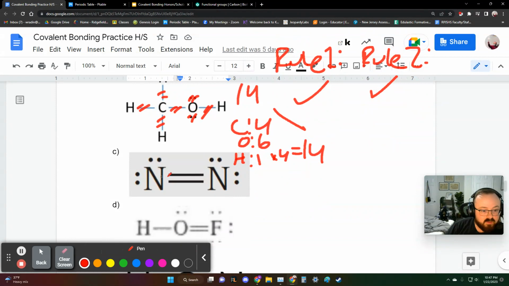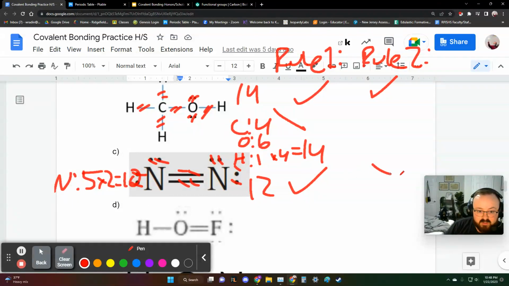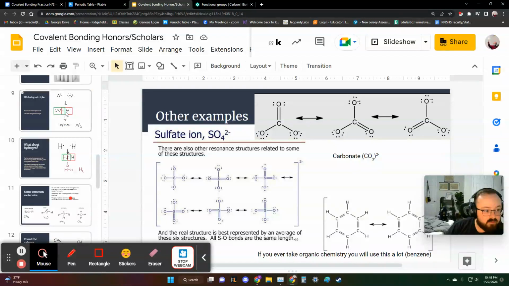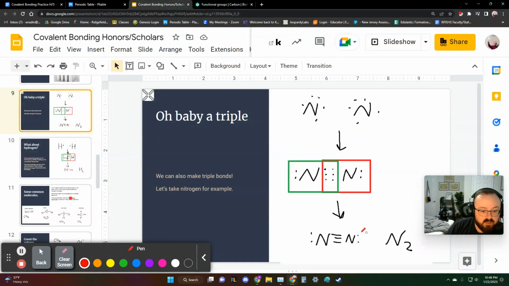All right, we move on to this one. Both of these nitrogen atoms have 1, 2, 3, 4, 5, 6, 7, 8 valence electrons. This passes rule number 1. However, 1, 2, 3, 4, 5, 6, 7, 8, 9, 10, 11, 12. There's 12 valence electrons in this structure. Nitrogen has 5 times 2 gives us 10. So it does not pass rule 2, which means that this is the incorrect structure. That's why this one is wrong. And our example up here is correct, what this thing should actually look like.